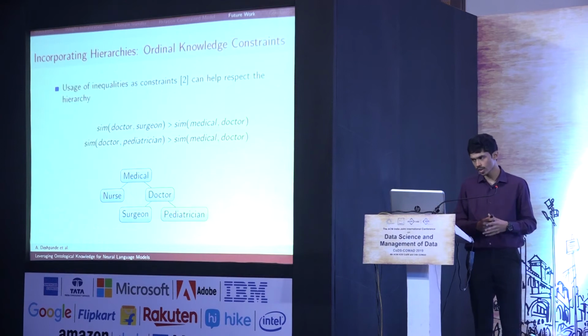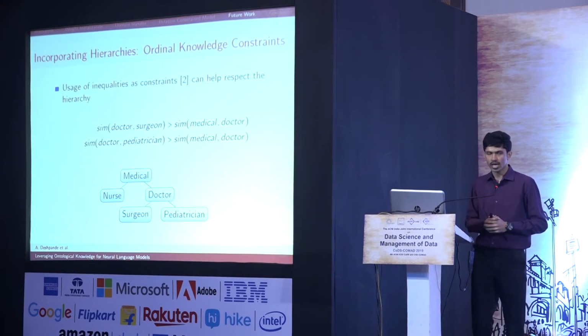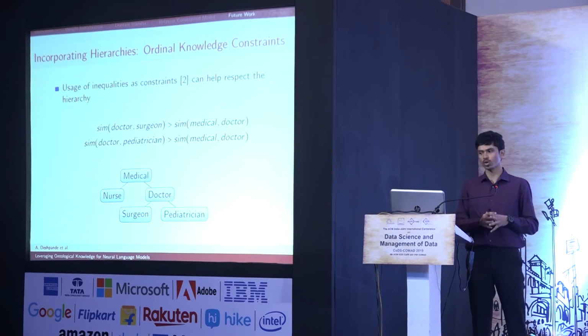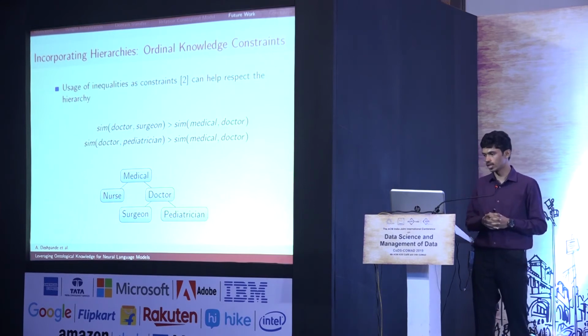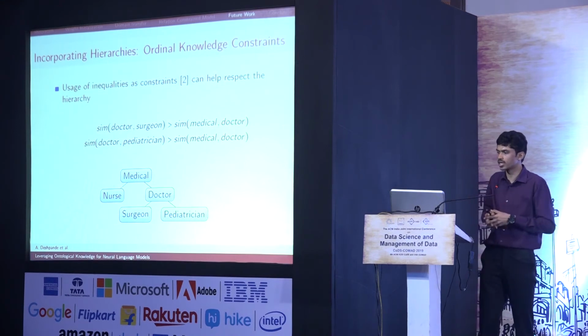And the second model that we propose is called ordinal knowledge constraints. Instead of using hard constraints, you can have inequalities. So for example, in this tree, you can enforce that the similarity of doctor and surgeon is greater than medical and doctor.